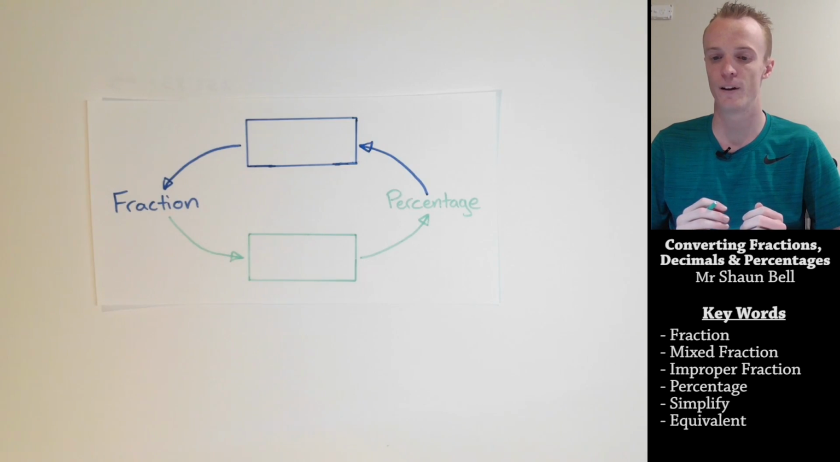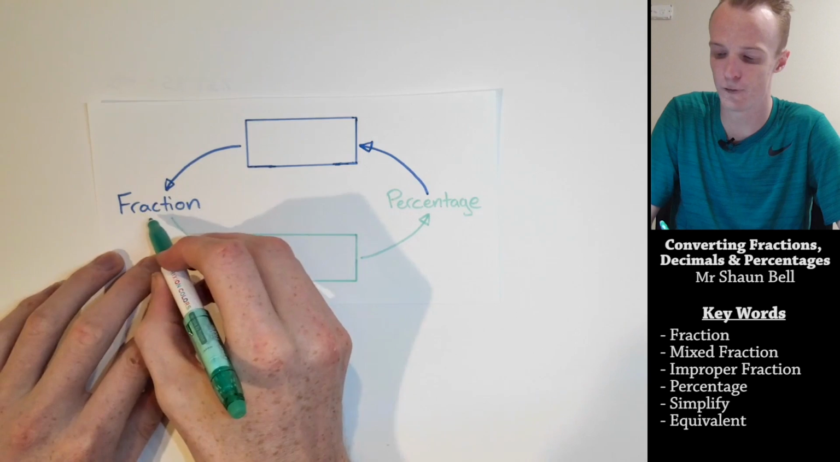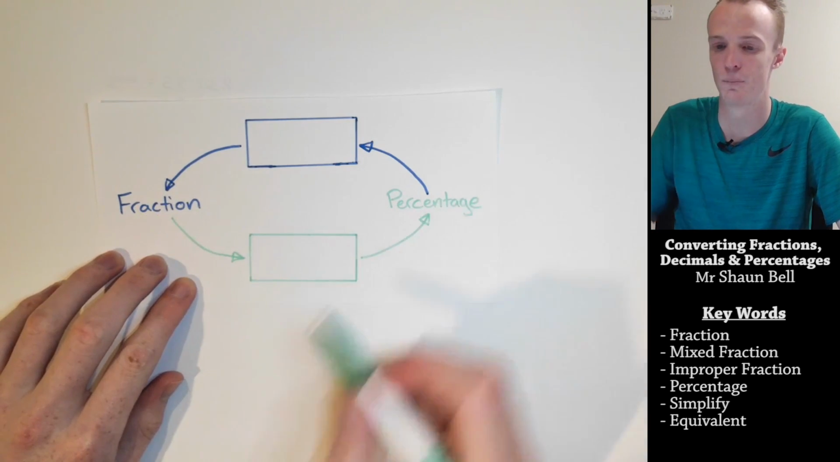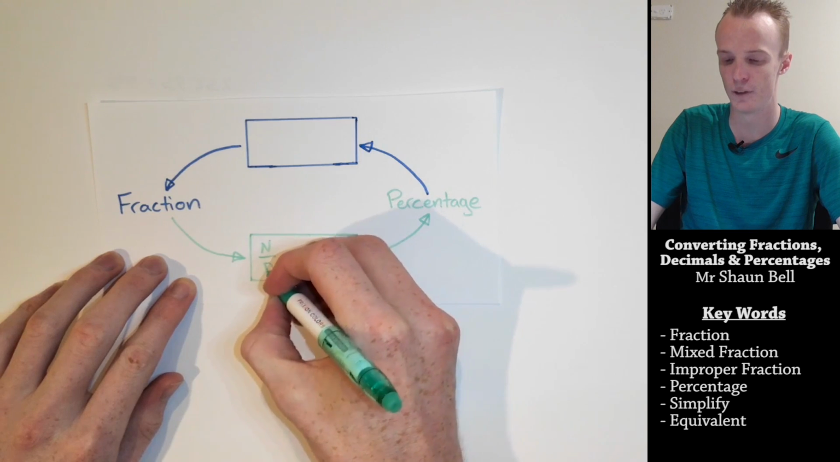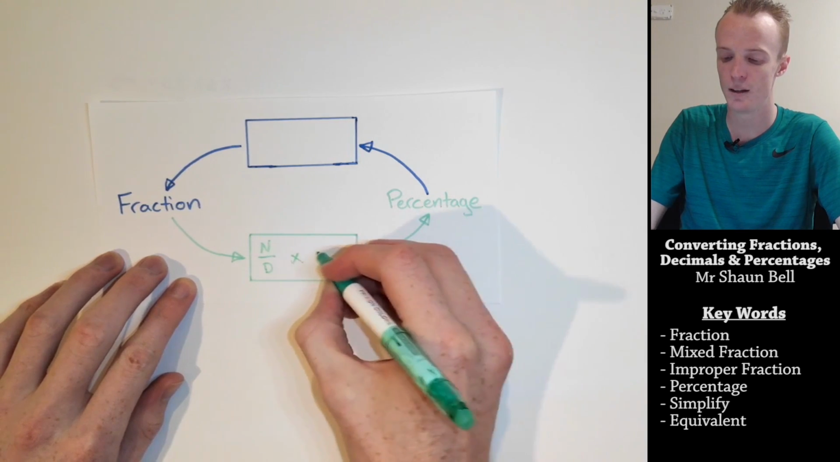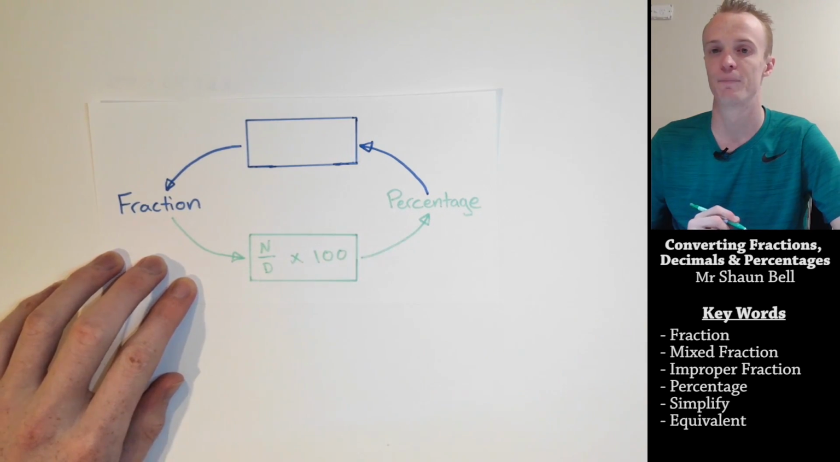So what have we learnt so far? Well, if we've got a fraction and we want to move it to a percentage, we need to take that fraction of the numerator over the denominator and simply multiply it by 100.